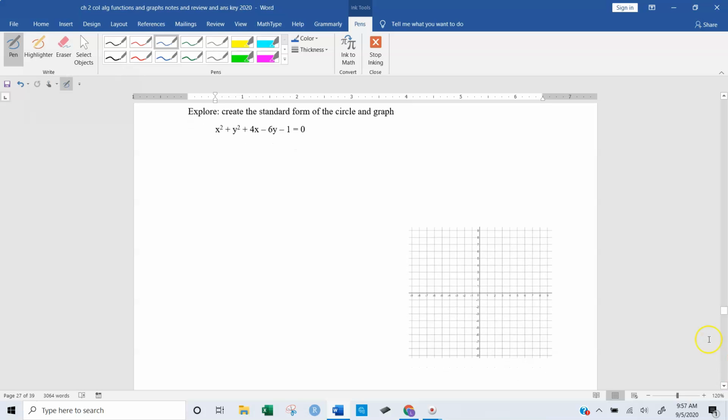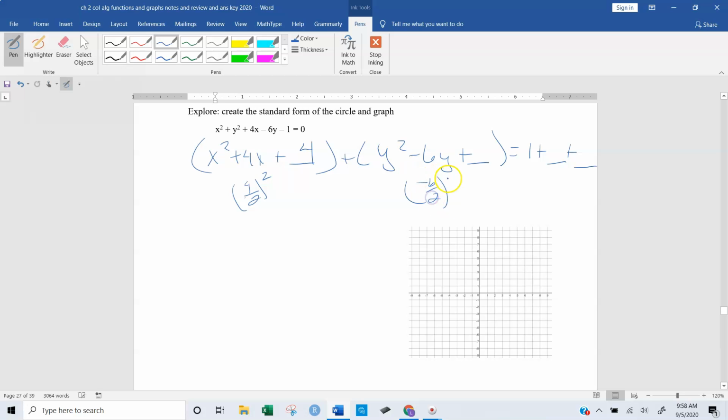Okay, now it's your turn. Pause and try it. So you should have x squared plus 4x plus blank plus y squared minus 6y plus blank equals, you're going to bring the 1 to the other side, plus your x blank plus your y blank. Half the middle term squared gave you 4. Half the middle term squared gave you 9. So we have a 4 and a 9.